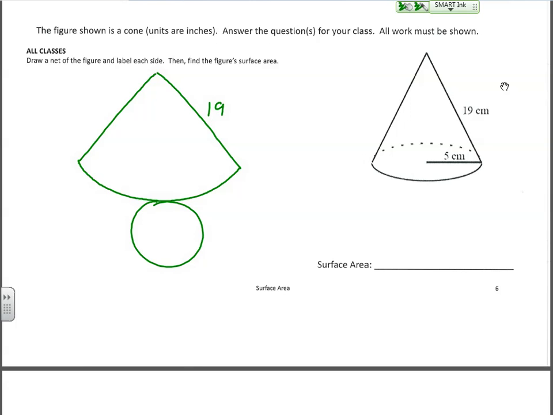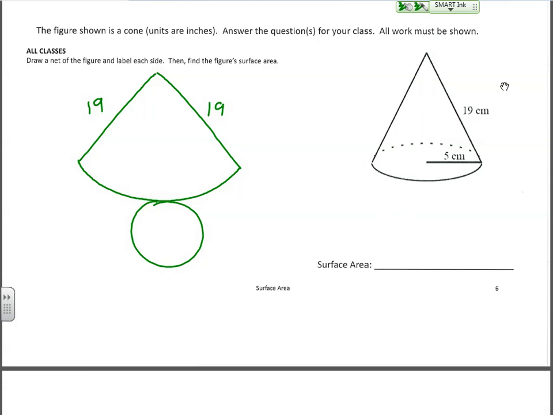This is a 19 there. This is called the slant height, by the way. Remember, the height of a figure is from the top straight down to the base. So the height is actually not given to you. It would be here, okay? We don't use the height to find surface area. That's why I did not include it.